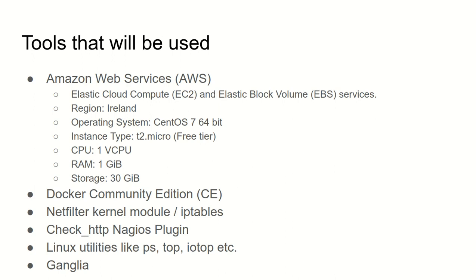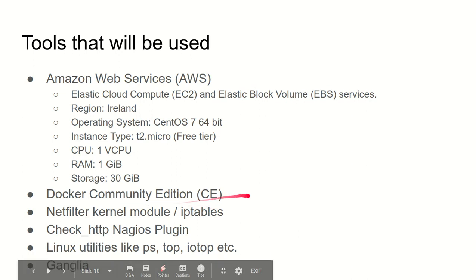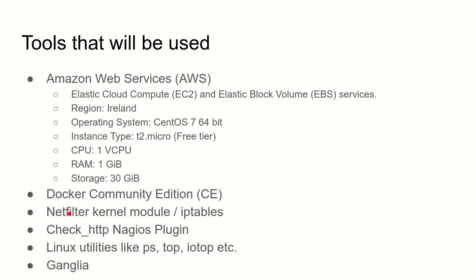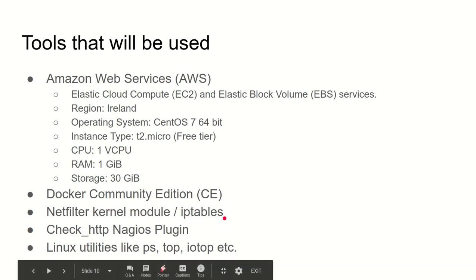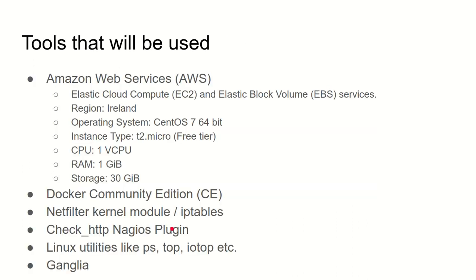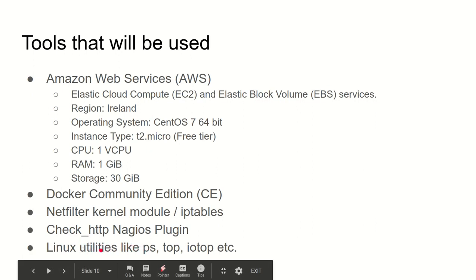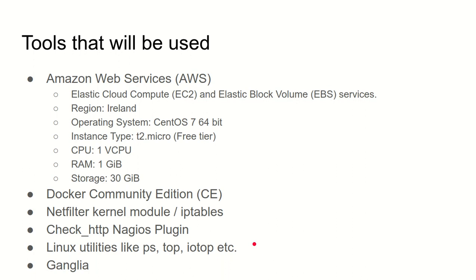So the tools that we'll be using, we shall be using the AWS public cloud. We'll be using the CentOS operating system, and the Docker Community Edition because it's free. The NetFilter kernel module is already a part of the Linux kernel. Some people might know it as iptables, but it's the NetFilter kernel module. It's the default firewall in Linux systems. We'll be doing load balancing using the NetFilter kernel module. Then the Nagios check plugin utilities like htop, iotop, and Ganglia. Ganglia is used for creating graphs.